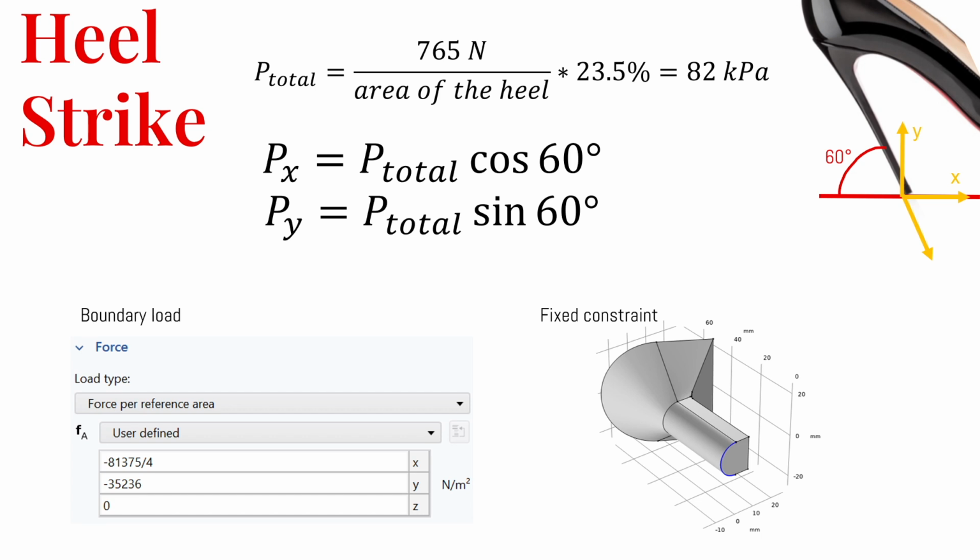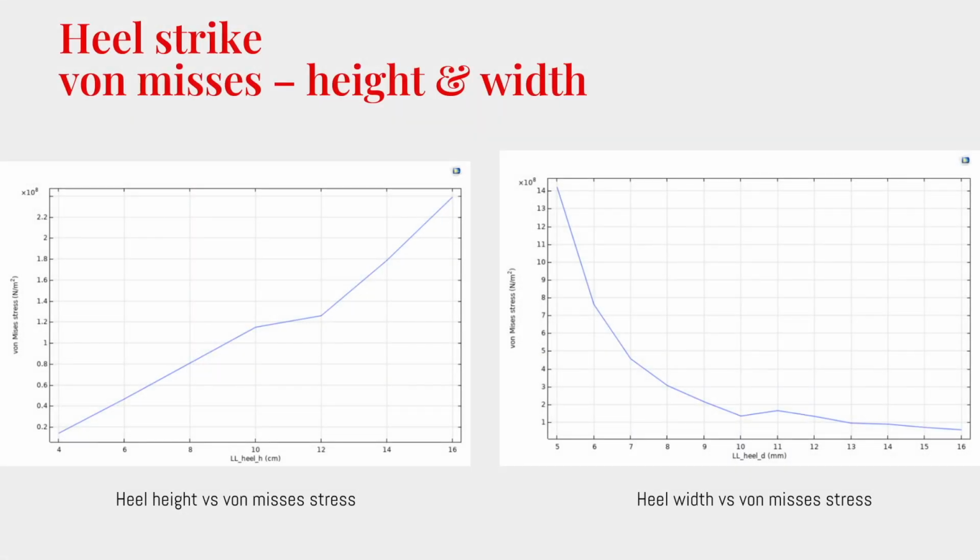We will simulate this stage of the gait cycle by fixing the rear edge of the heel and applying pressure at an angle. Repeating the parameter sweep shows that it follows the same overall trend as mid-stance. The taller and thinner the heel is, the easier it is to break. The height has a linear relationship with the stress, while the diameter has a more exponential relationship.